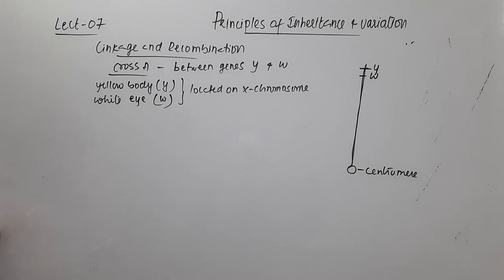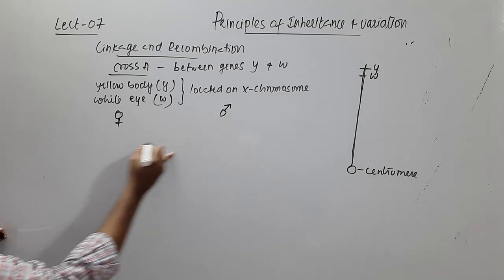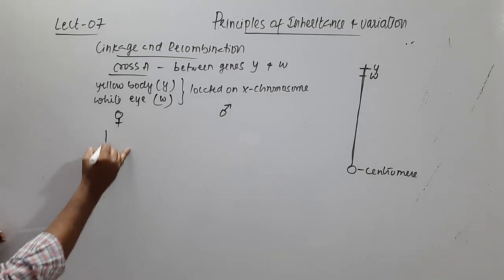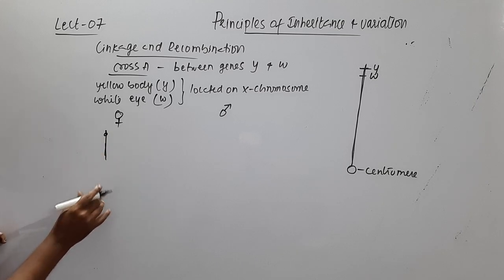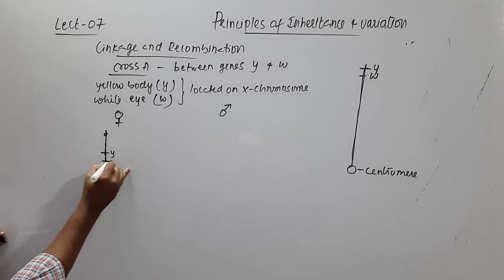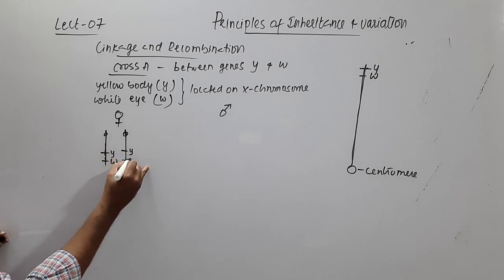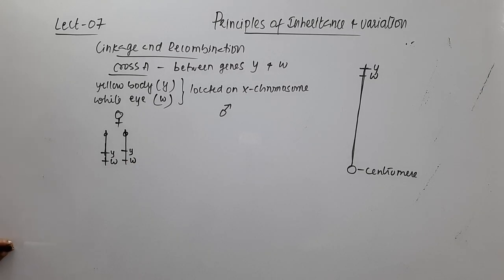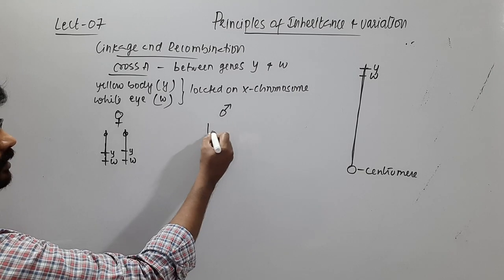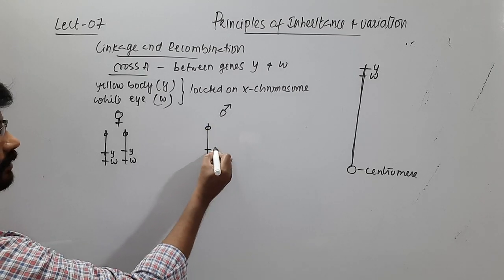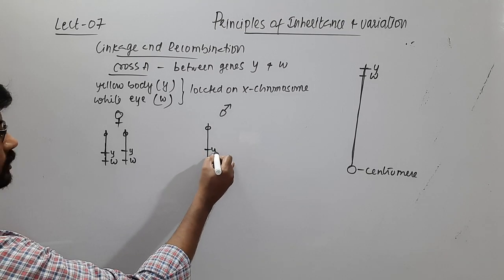Let's see the female and male. The female will have two X chromosomes, so Y and W here, and Y, W here. And the male will have one X chromosome.